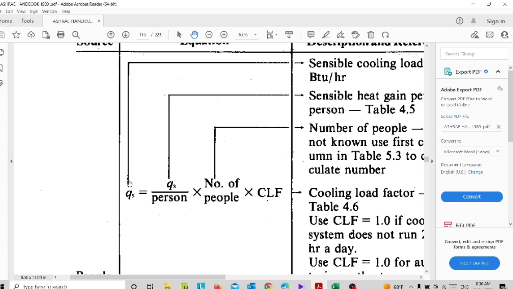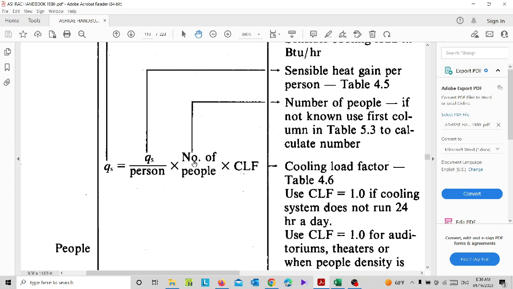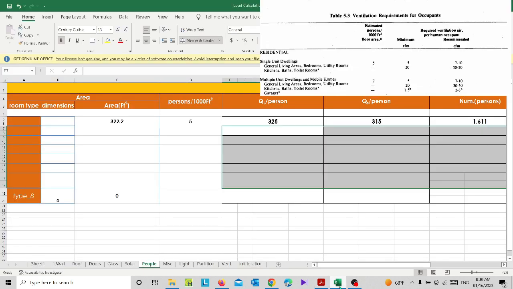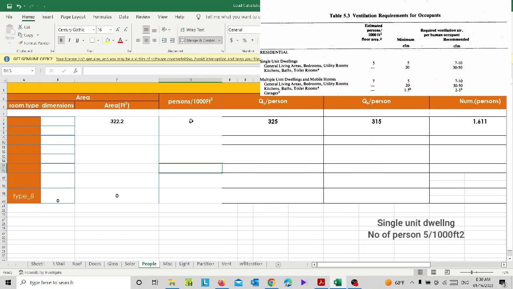The thermal load formula for the sensible load is QS equal to QS by person into number of people into CLF. Here, the number of people, you can get this detail from table 5.3 in this document itself. And then the QS by person value can be obtained from table 4.5. I have already taken the number of persons for 1000 feet square from table number 5.3.